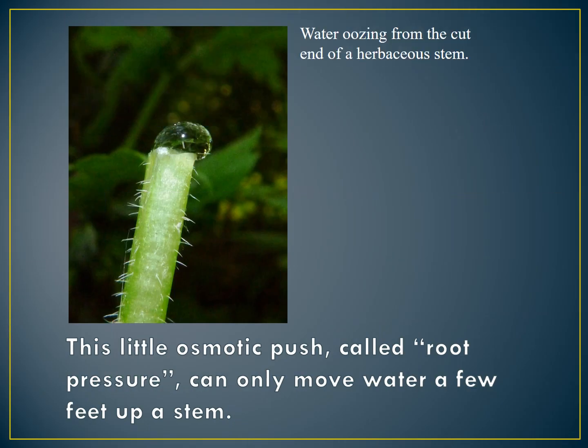This little osmotic push is called root pressure. Root pressure by itself can only move water a few feet up a stem. If you're a small herbaceous plant, perhaps only 1 to 2 feet tall, then root pressure alone could be responsible for moving water from the soil to the tips of your shoots. But if you're a Douglas fir tree, over 150 feet tall, root pressure by itself is not enough to move water all the way up to the top of your shoots.